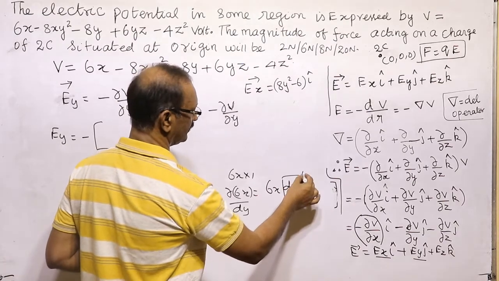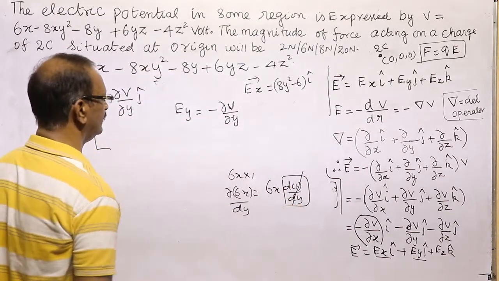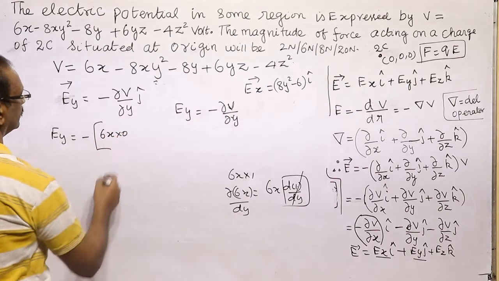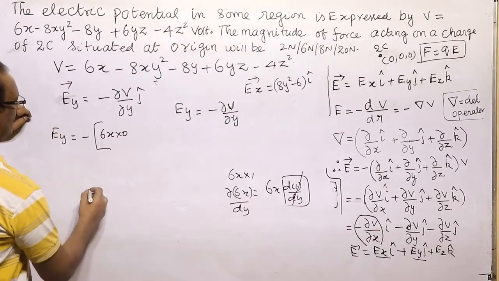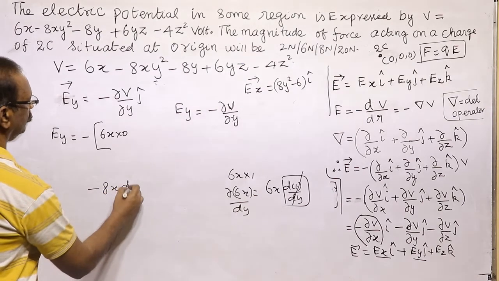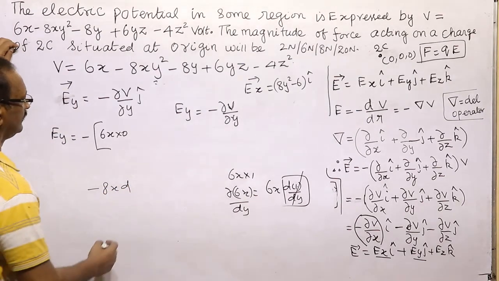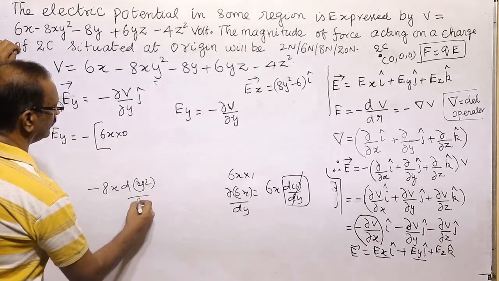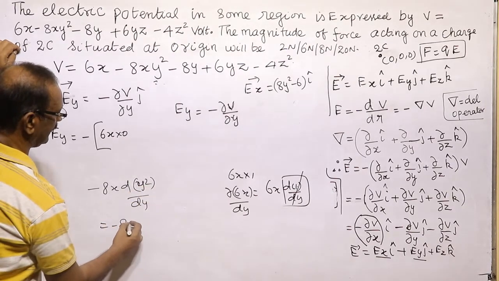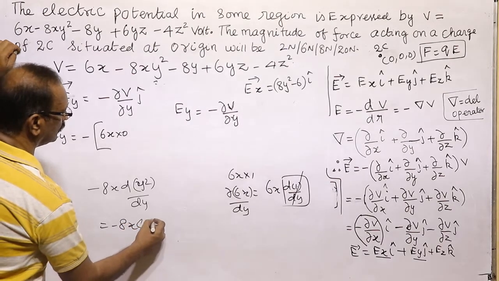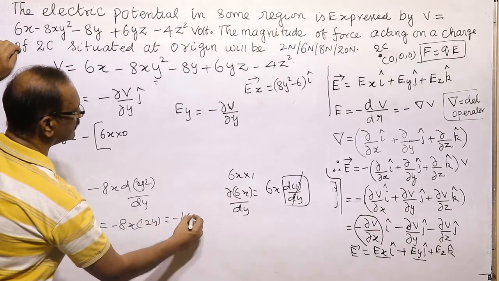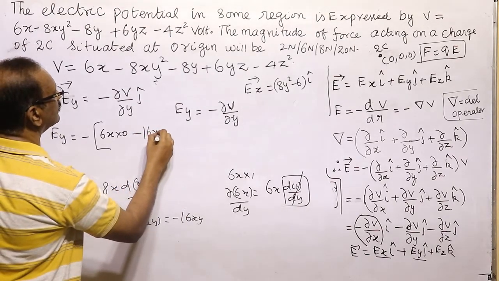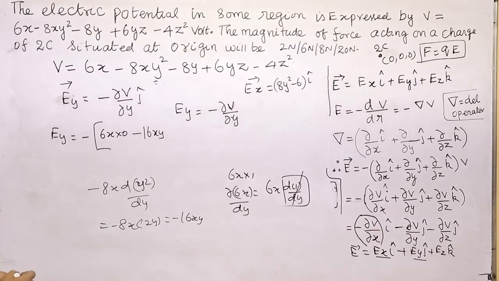Differentiation of a constant with respect to y is equal to 0, so this will become 6x into 0. The next is minus 8x. If you take it outside, minus 8, and differentiation of y square with respect to y is equal to 2y, so minus 8 into 2y is equal to minus 16xy.